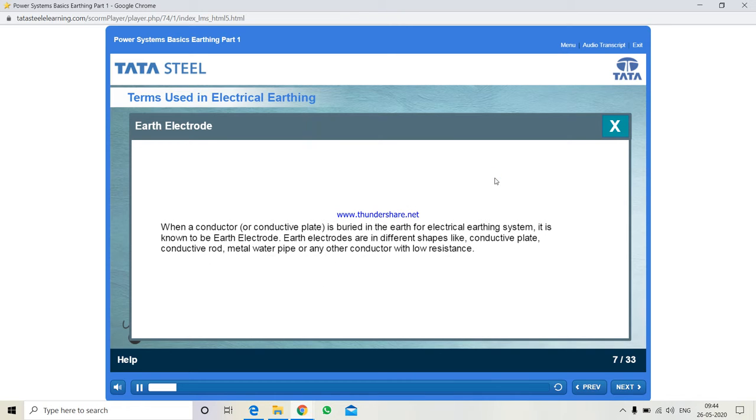Earth electrode. When a conductor or conductive plate is buried in the earth for electrical earthing system, it is known to be earth electrode. Earth electrodes are in different shapes like conductive plate, conductive rod, metal water pipe or any other conductor with low resistance.